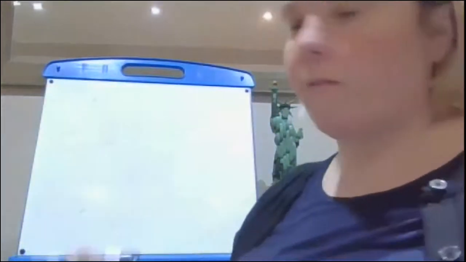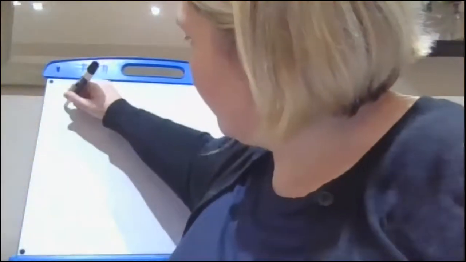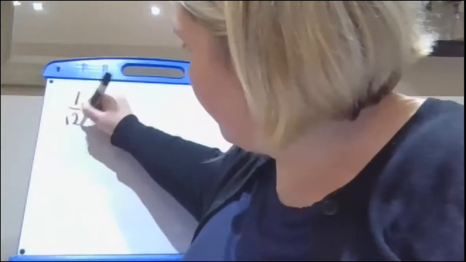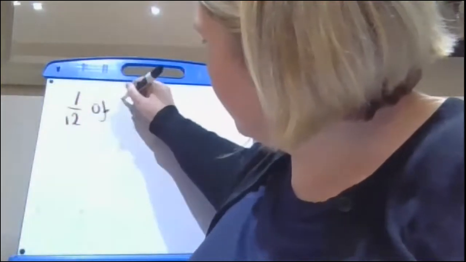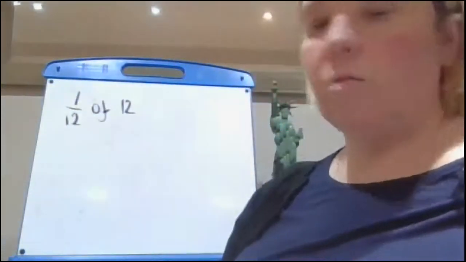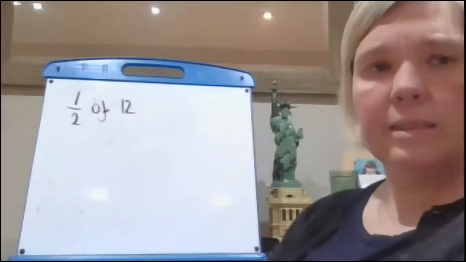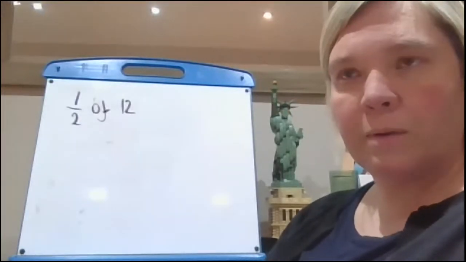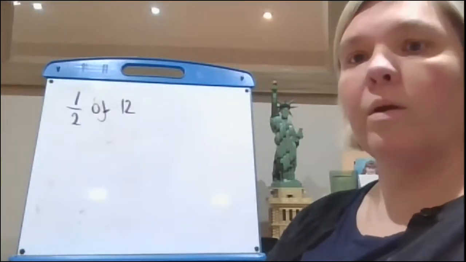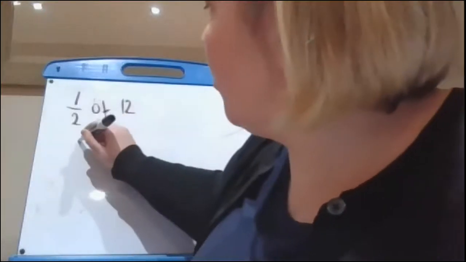Okay, and next to it was half of 12. So half of 12. There we go. That looks a bit better, doesn't it? So how many groups are we splitting that into? We are splitting it into 2 groups.